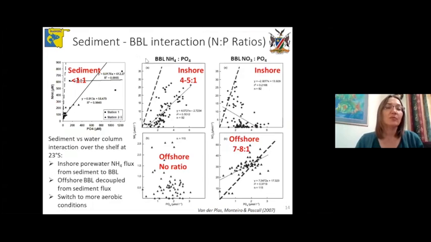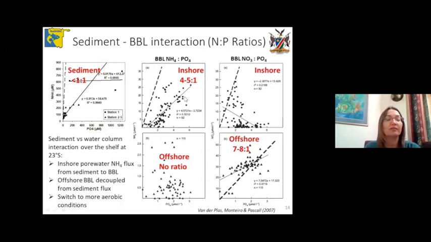So let's just have a look at the sediment and the benthic boundary layer, and this information is from off the Walvis Bay transect of central Namibia. Here on the left, you see pore water ammonium versus phosphate, and we see that the relationship is very far removed from the Redfield ratio, which is the dashed line, of 16:1. So we see it's very much removed. And if we look here at this middle graph, which is inshore ammonium versus phosphate, we see that it's a low ratio.